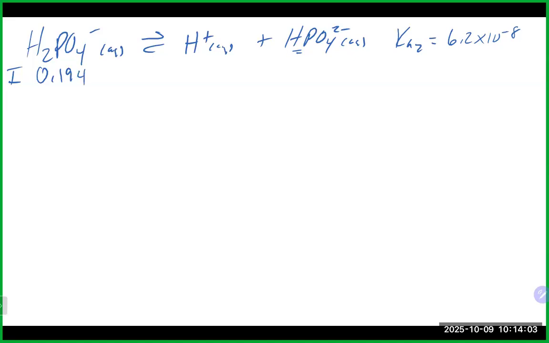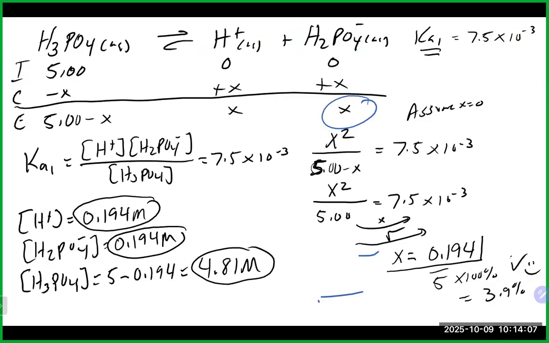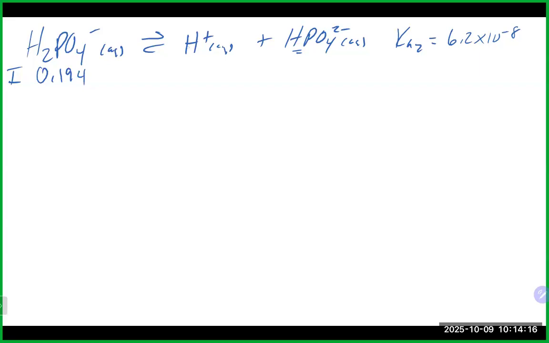Now, what about H plus? Do we have some H plus in there already? We do, right? Because it came off the first time as well. So we have our equilibrium amount of H plus in the solution, and that's going to give us 0.194. So we're using our equilibrium concentrations from the first hydrogen that comes off as our initial concentrations for the second hydrogen that's going to come off in our ice table. Any questions on that?